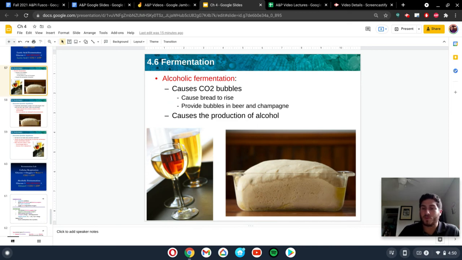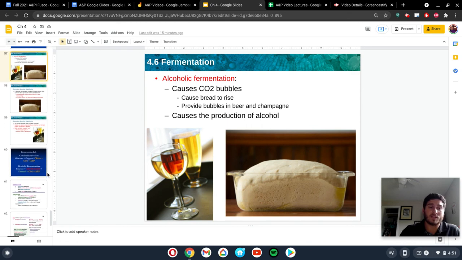So why don't you get drunk when you eat bread? That's because most of it escapes the bread before it goes in the oven, or it just burns off while it's in the oven. In alcoholic beverages, same idea, right? You're going to get some bubbly in there. You're going to get some CO2, but you're also going to get ethanol, all right? So you're going to create ethanol in there as well.